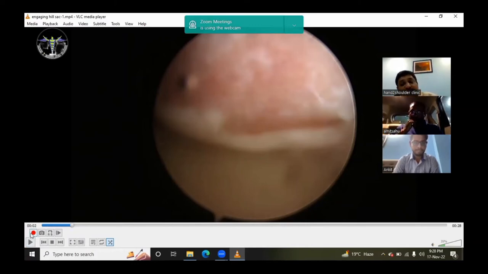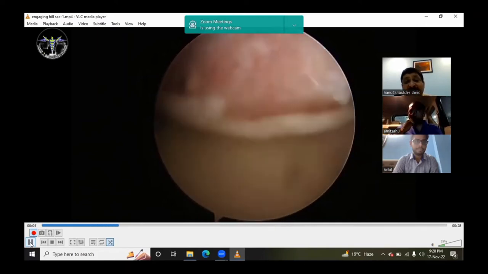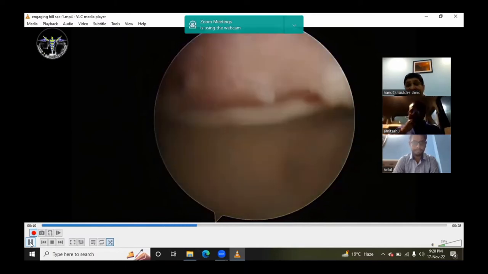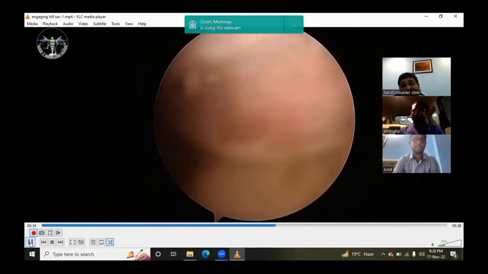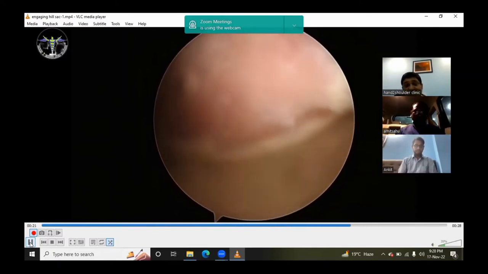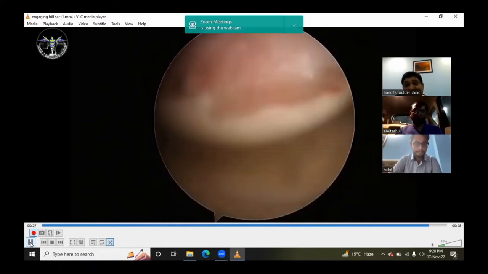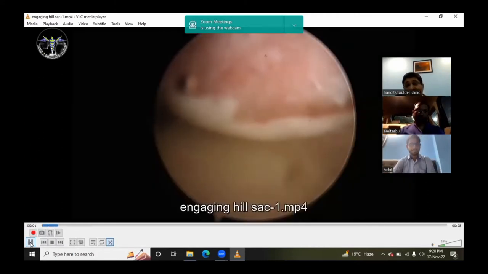So what we do when the scope is inside, we just do abduction and external rotation. When you do abduction and external rotation, we are not taking it further, but this is like an engaging one. You can see it is going up to the anterior edge, and if we go a little bit further, it will just dislocate. Can you appreciate this, Ankit? Yes, sir, definitely. When it touches the anterior cortex of the glenoid, it will hinge against it and dislocate.